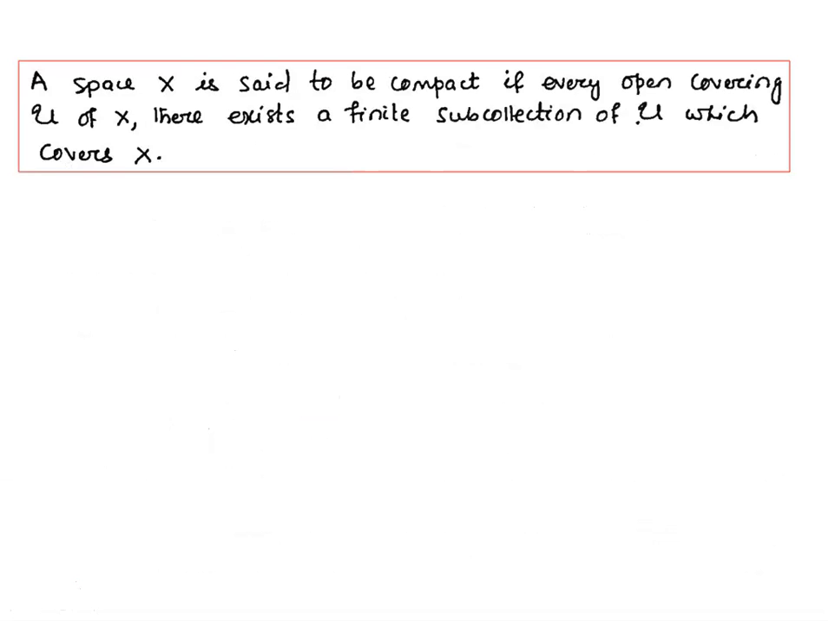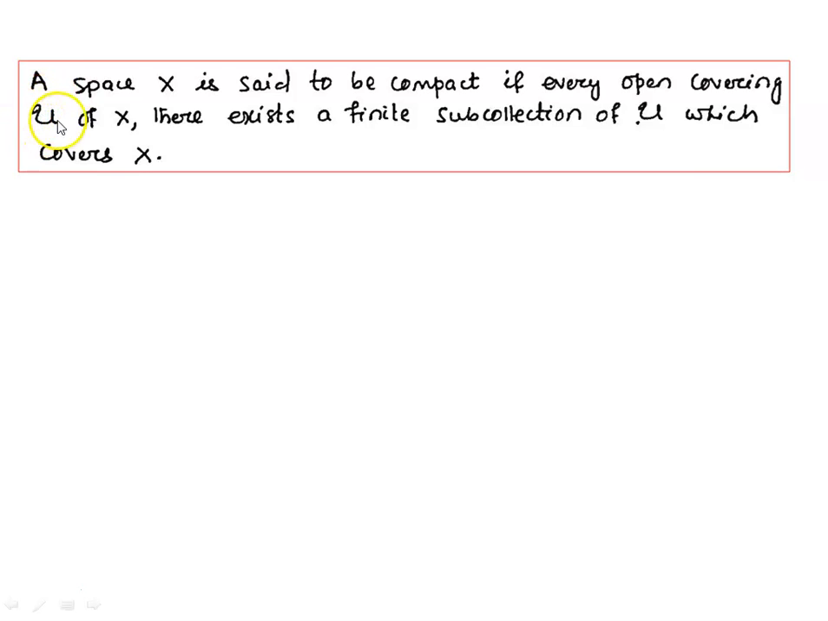Now, what is a compact space? A space X is said to be compact if for every open covering U of X, there exists a finite subcollection of U which covers X. That means if we have a topological space X, that topological space X is said to be compact if for every open covering U of X, there exists a finite subcollection of U which covers X.